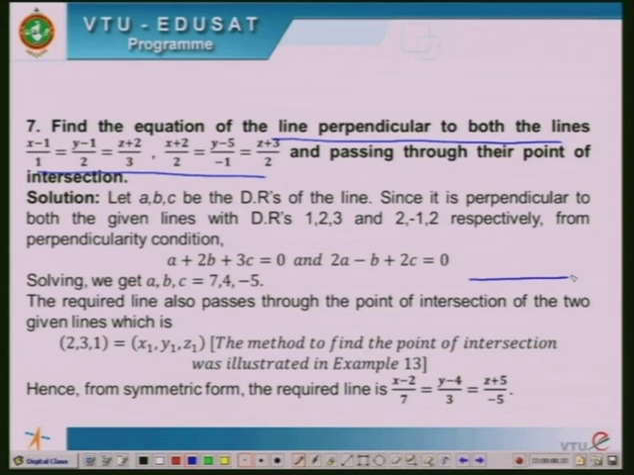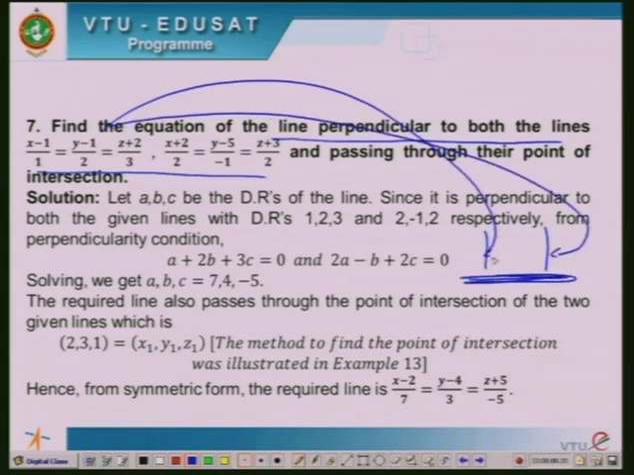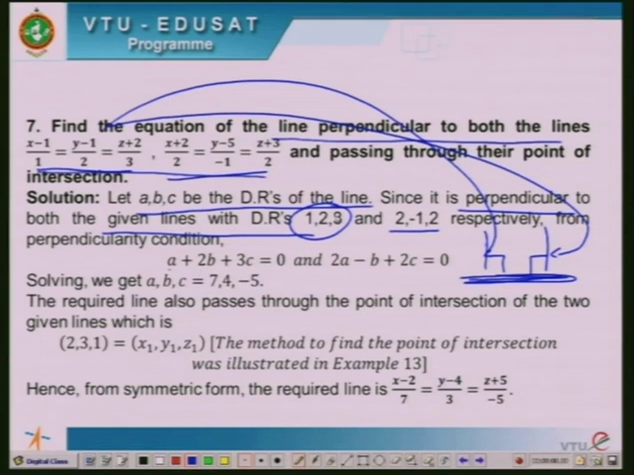So, this line is perpendicular to both these lines. This is the required line. Because it is perpendicular, the sum of the product of the ratios of these two lines should be 0, and similarly the sum of these two should be 0. So, if you assume A, B, C as the direction ratios of the line, since it is perpendicular to both the given lines with ratios 1, 2, 3 denominators of the first line and ratios 2, minus 1, 2 denominators of the second line, immediately you get A plus 2B plus 3C equal to 0 and 2A minus B plus 2C equal to 0. Cross multiplication gives A, B, C equal to 7, 4, minus 5.